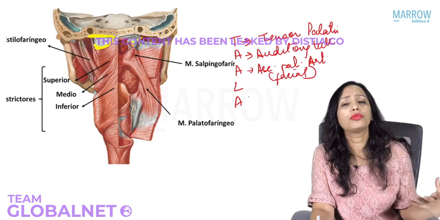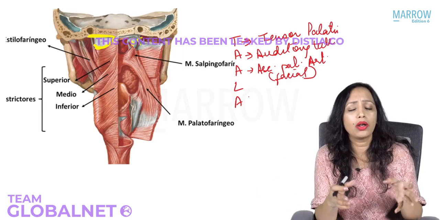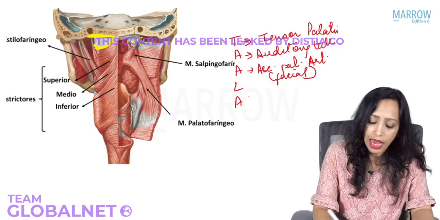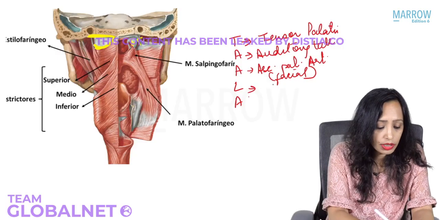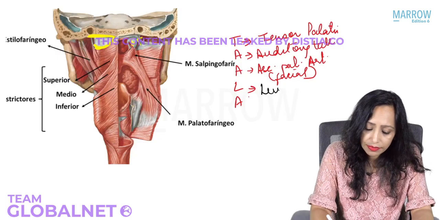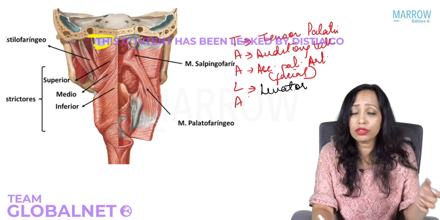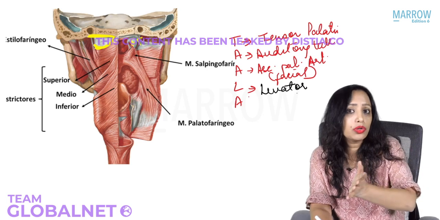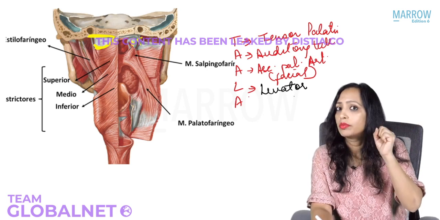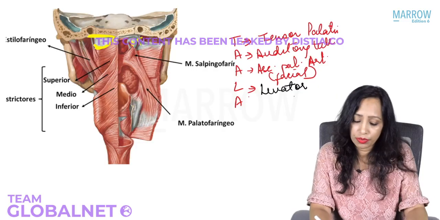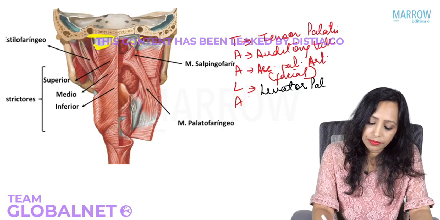So we have the auditory tube, the eustachian tube, along with the nerve supply, the arterial supply, and the muscles. Yes. L is what? L is another muscle. That is the levator palati. These are the two muscles of the eustachian tube also. They are the muscles of the palate, but they also act on the eustachian tube. The tensor palati is very, very important for opening the eustachian tube. So this is levator palati.